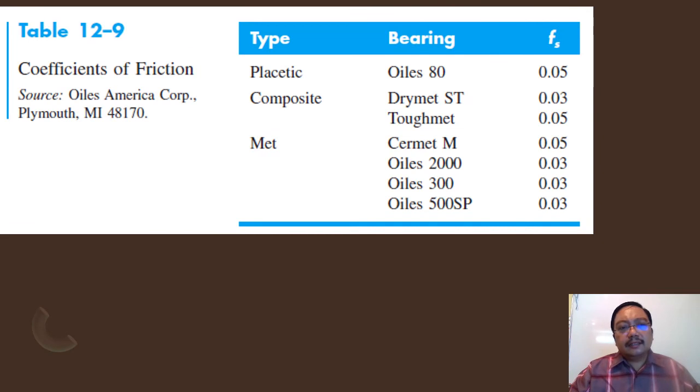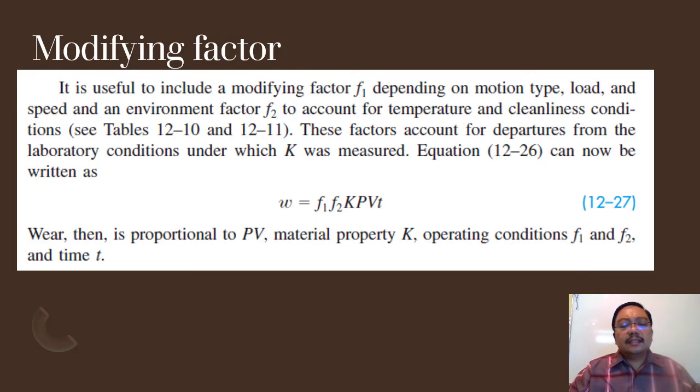This is the coefficient of friction for the type of plastic composite material. This is the bearing, this is fs, the sliding friction. You can read it, dry material and everything. And this is the modifying factor.